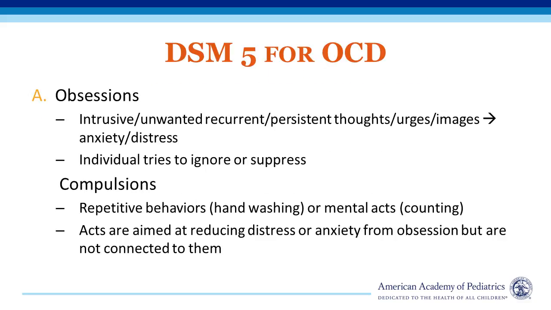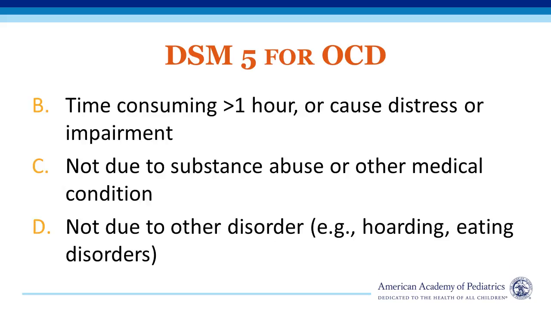So the DSM-5 for OCD: obsessions, intrusive or unwanted thoughts. I love that word, intrusive. Persistent thoughts, urges, or images that yield anxiety and distress. And they try to get rid of them and they can't, so they result in compulsions, which are repetitive behaviors or mental acts that are designed to lessen the unwanted thoughts. For OCD, it has to be time-consuming and not related to other things.